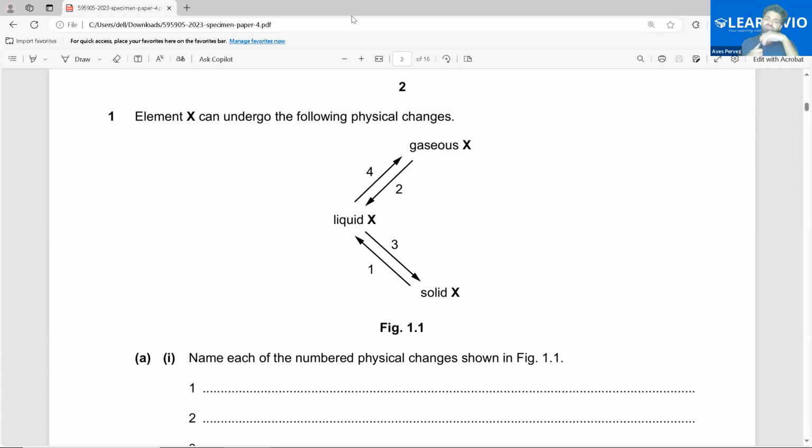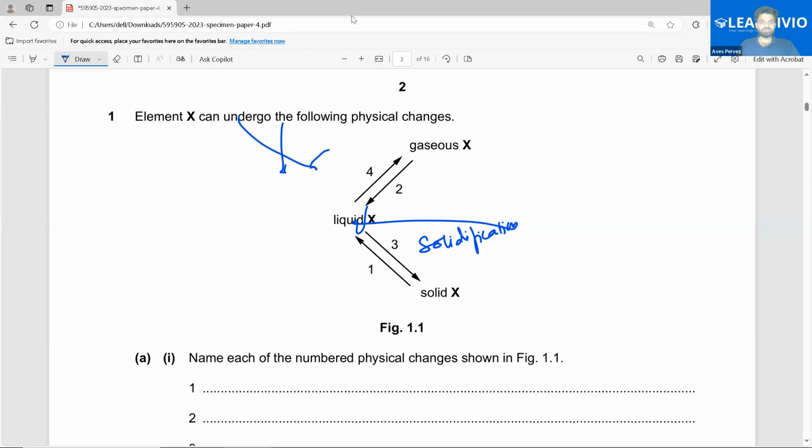The element X undergoes the physical change. So tell me, what is that called? Solid to liquid is called melting. Liquid to solid is called freezing, solidification. Yes, freezing, but solidification is the better word. Then liquid to gas, evaporation.